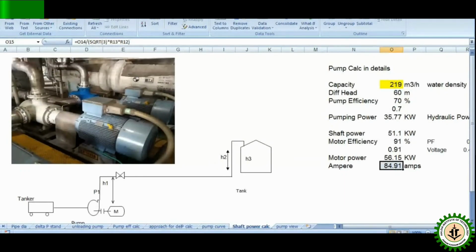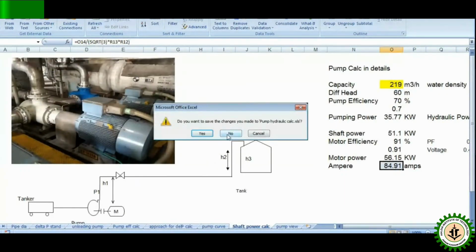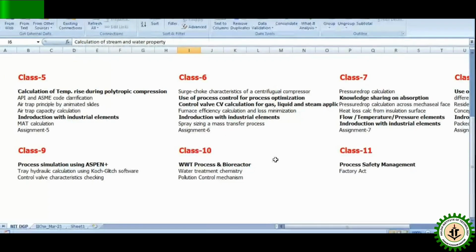So now I'll show you something. The pump part is over, so I'll show you one thing that is related to some industrial things. Some pictures, you just see, you can correlate with your basic curriculum.